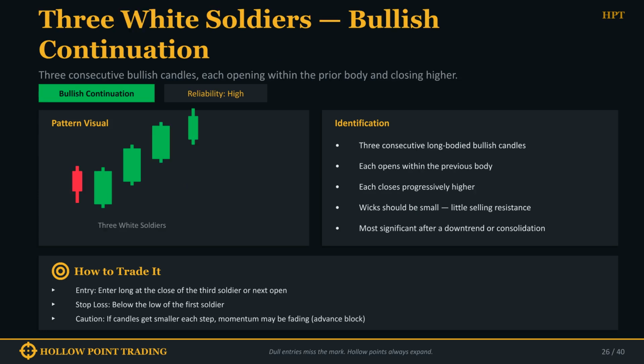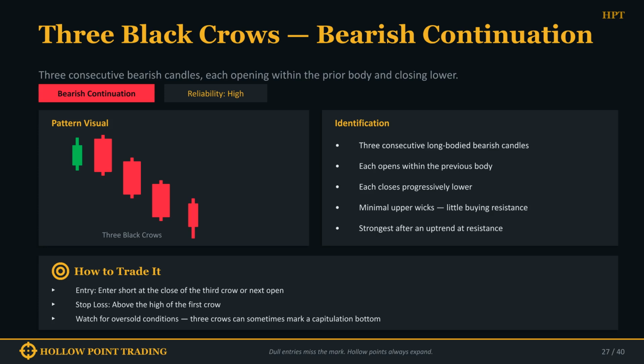The three white soldiers is a high-reliability bullish continuation pattern. 3 consecutive long bullish candles open within the prior body and close progressively higher, often appearing after a downtrend or consolidation. The 3 black crows is the bearish equivalent, indicating a high-reliability continuation of selling pressure.